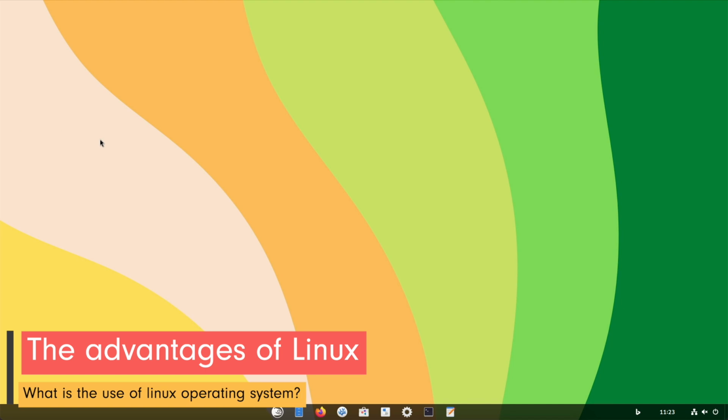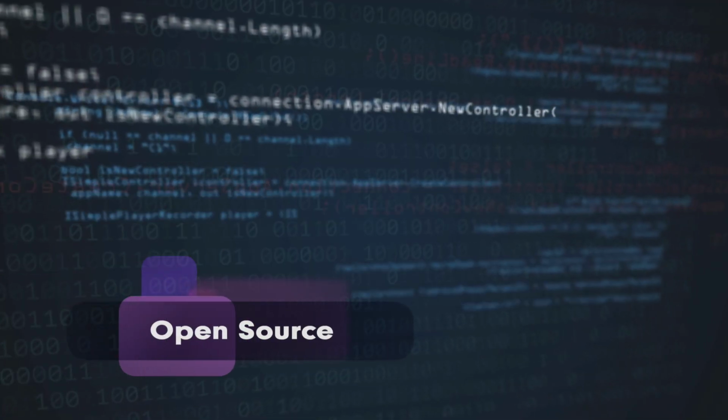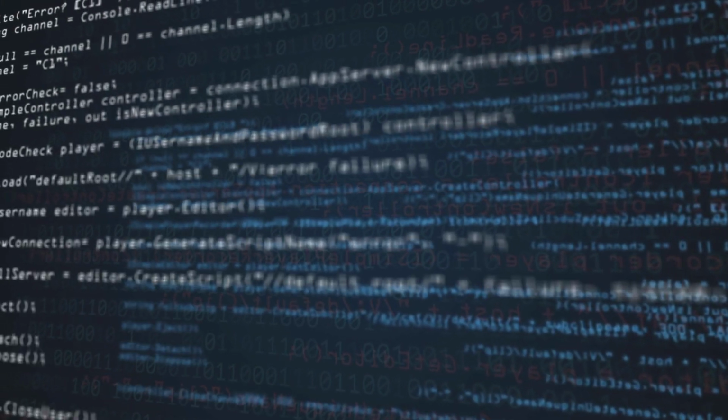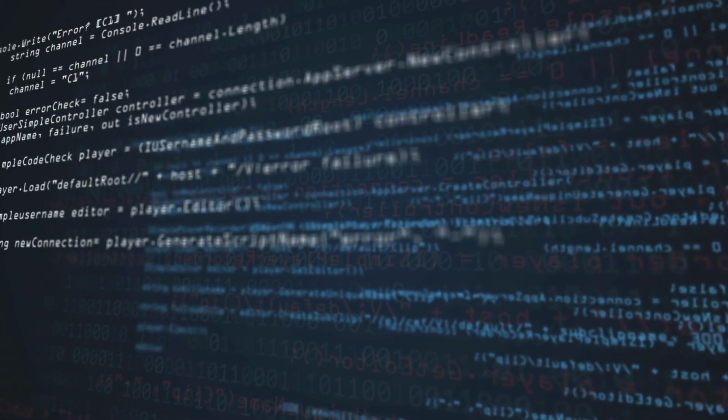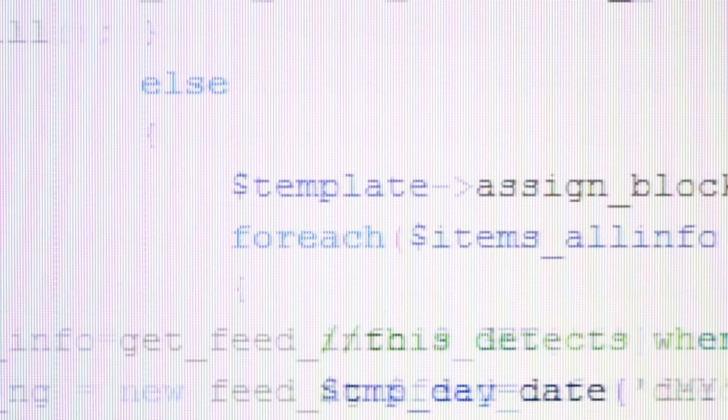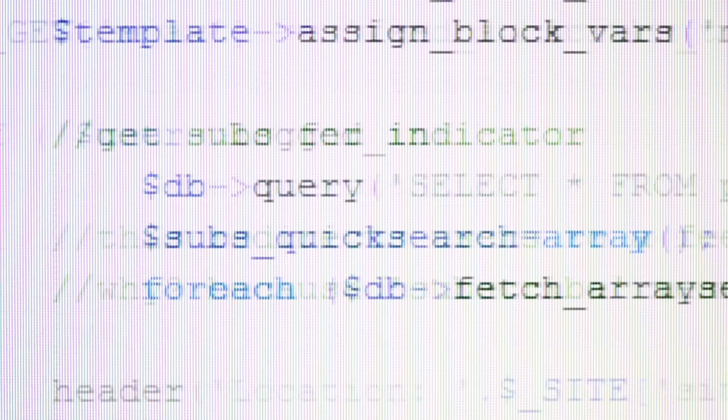Let's have a quick look at the advantages of Linux. Open source philosophy. At the core of Linux's success lies its commitment to the principles of open source software development. Unlike proprietary operating systems that are shrouded in secrecy and beholden to corporate interests, Linux is built on a foundation of transparency, collaboration, and shared knowledge.